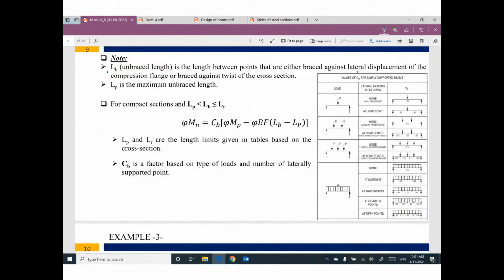So Lb is the unsupported or unbraced length, the length between points that are either braced against lateral displacement of the compression flange or braced against twist of the cross section. Lp is the maximum unbraced length. We can get it from the table. We have another case.